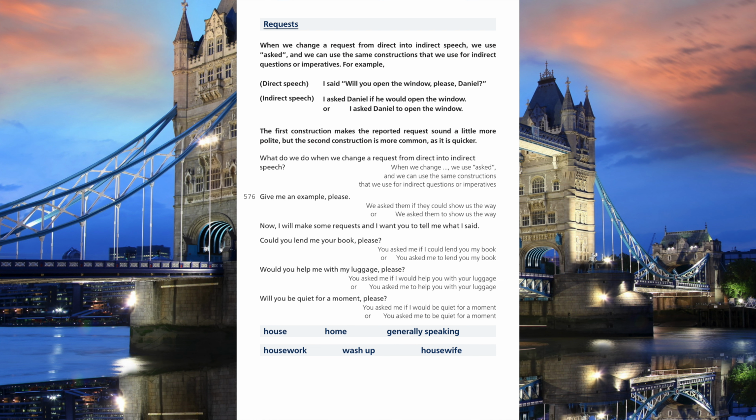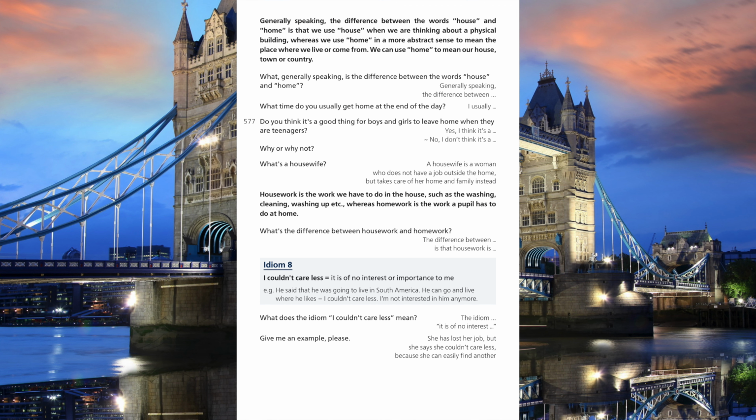House. Home. Generally speaking. Housework. Wash up. Housewife. What, generally speaking, is the difference between the words house and home? Generally speaking, the difference between the words house and home is that we use house when we are thinking about a physical building, whereas we use home in a more abstract sense to mean the place where we live or come from.